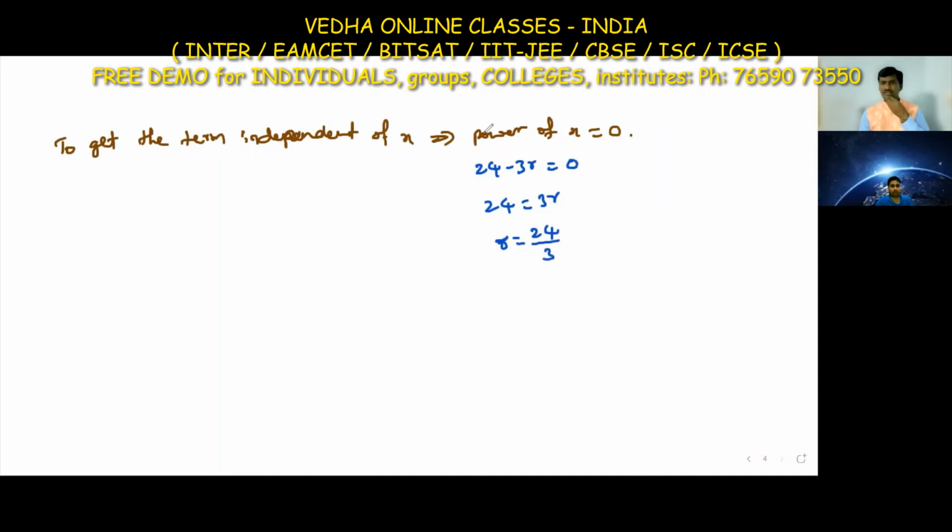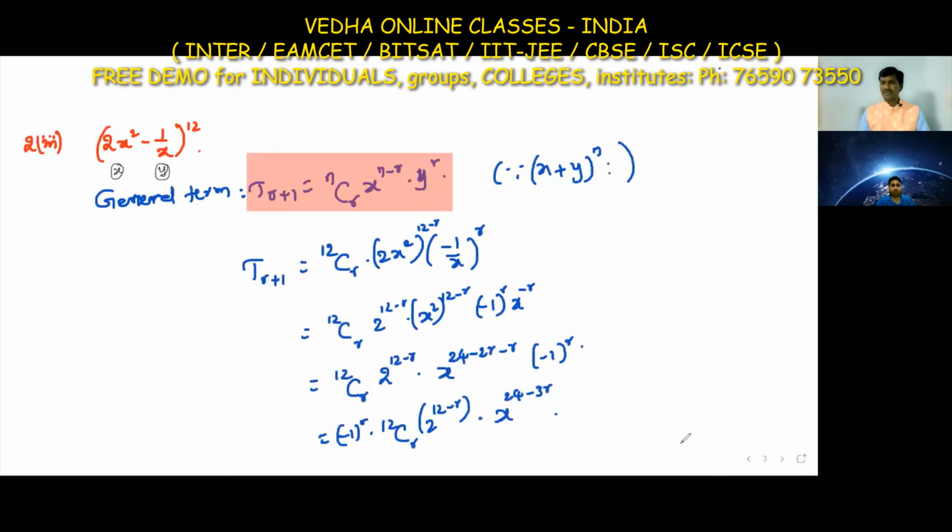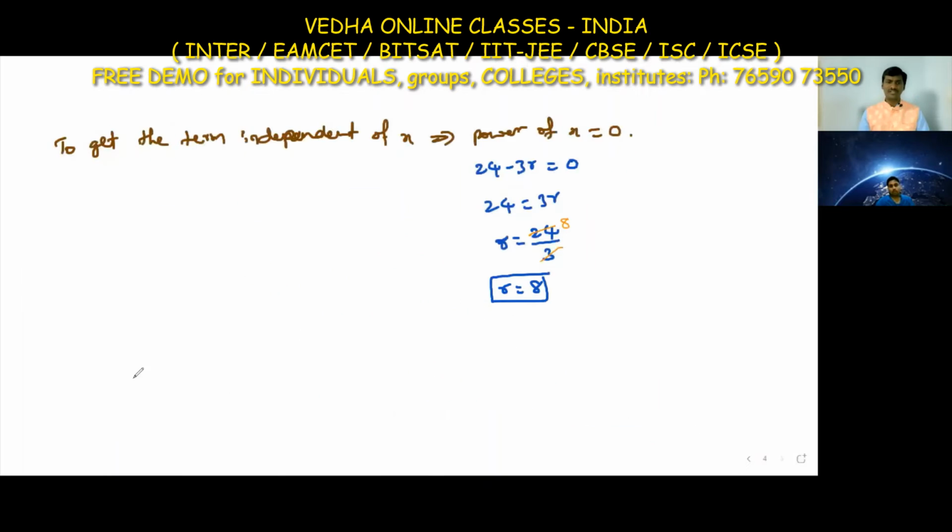r is equal to 24 by 3. 3 ones are 3, 3 eights are 24. The value of r is 8. Substitute r equal to 8 in the previous step, in equation 1. Substituting r equal to 8 in equation 1.